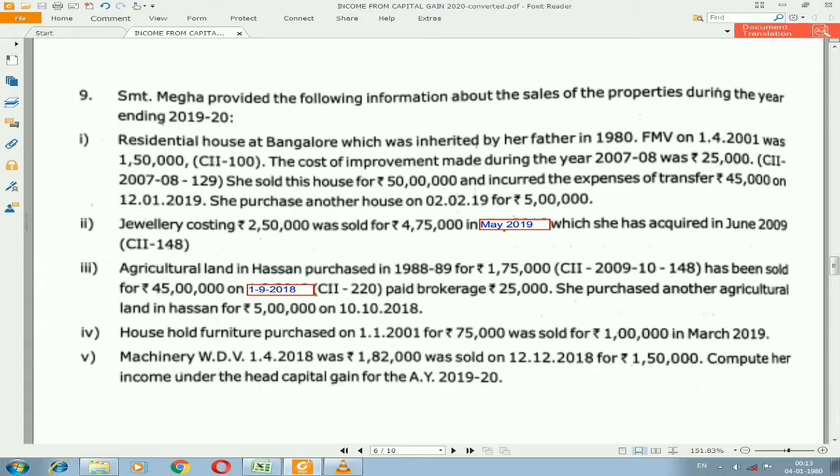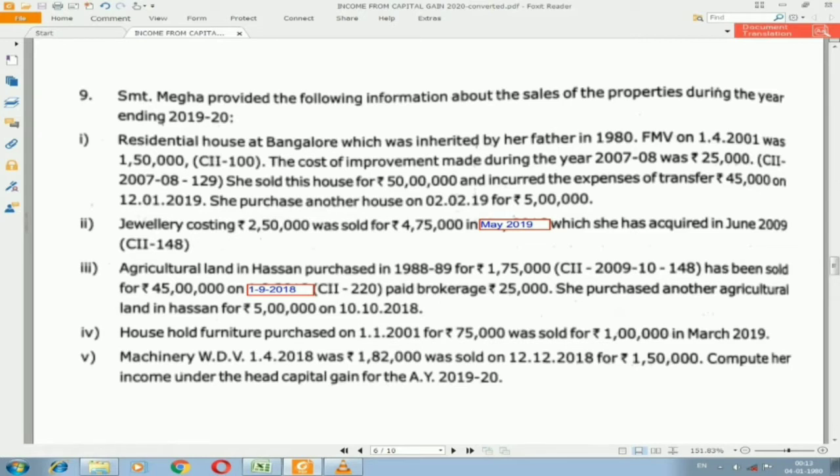Srimati Megha provided the following information about the sales of the properties during the year ending 2019-20. First asset is residential house at Bangalore, which was inherited by her father in 1980. Fair market value on 1/4/2001 was 1,50,000. Index number for that is 100. The cost of improvement made during the year 2007-8 was 25,000. Index number for that is 129. She sold this house for rupees 50 lakhs and incurred the expenses of transfer rupees 45,000 on 12/1/2019. She purchases another house on 2 February 2019 for rupees 5 lakh.